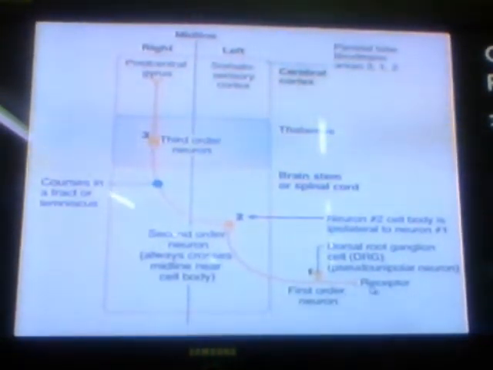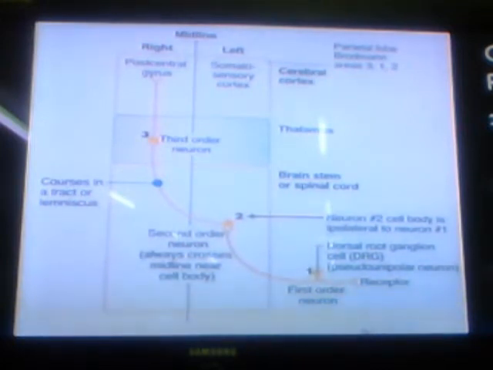So we know, coming from the periphery, as it relates to whichever receptor that is, you have the axon going towards the spinal cord. Where is the cell body for these axons located? Anybody have an idea? Dorsal root ganglia. Alright? So that's the first order.